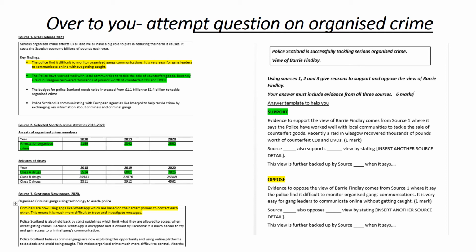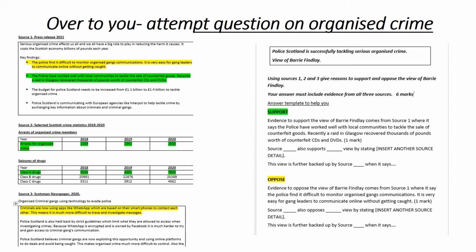Now over to you. You're now going to try a question on organised crime. So you'll see here you've got source 1, source 2 and source 3, and the statement you have is from a man called Barry Finlay, where it says, Police Scotland is successfully tackling serious organised crime. Now using sources 1, 2 and 3, you need to give reasons to support and oppose the view of Barry Finlay. So reasons to say that Police Scotland are successfully tackling organised crime, and evidence to say that they're not successfully tackling organised crime, so opposing it.